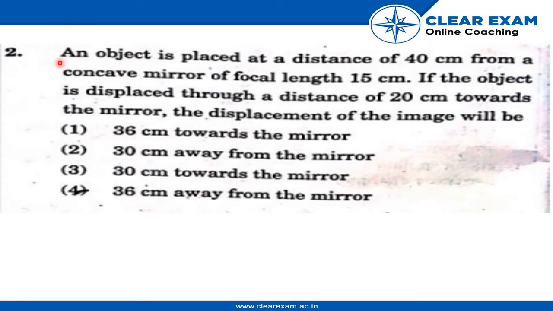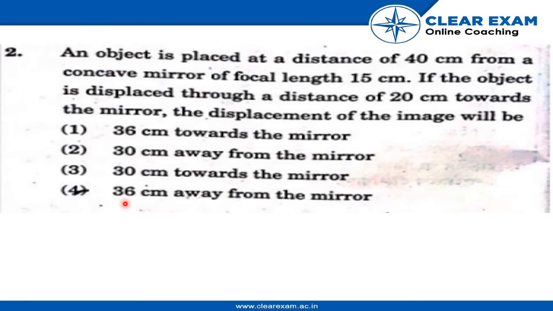So in the question, an object is placed at a distance of 40 centimeters from a concave mirror, and its focal length is given as 15 centimeters. If the object is displaced through a distance of 20 centimeters towards the mirror, then the displacement of the image will be, and here are the four options.